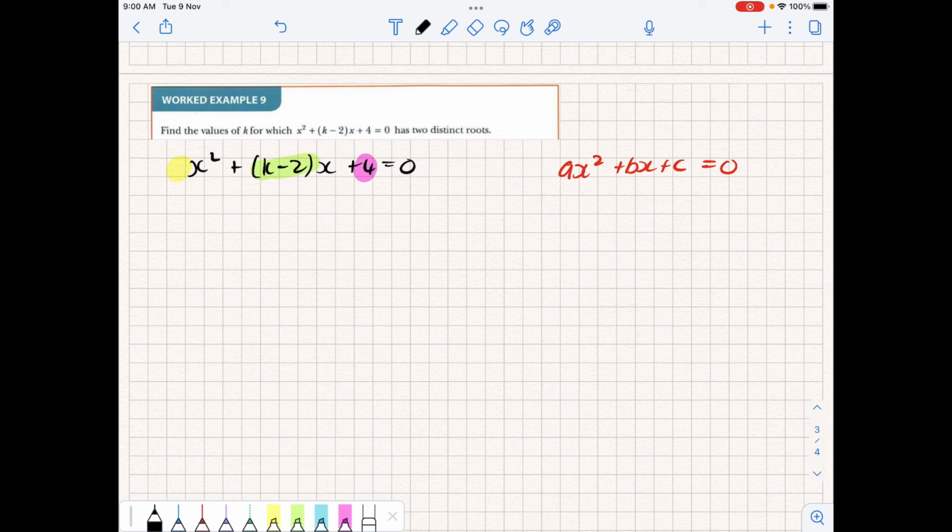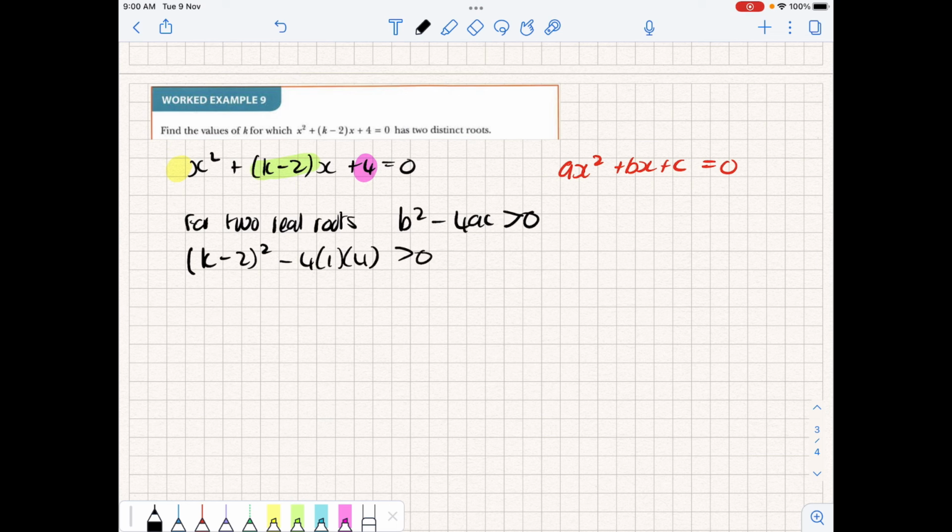For 2 real roots, we saw that the discriminant b squared minus 4ac had to be greater than 0. So we will have k minus 2 squared minus 4 times 1 times 4 greater than 0. So k minus 2 squared minus 16 must be greater than 0. This is just a quadratic inequality that we dealt with yesterday.